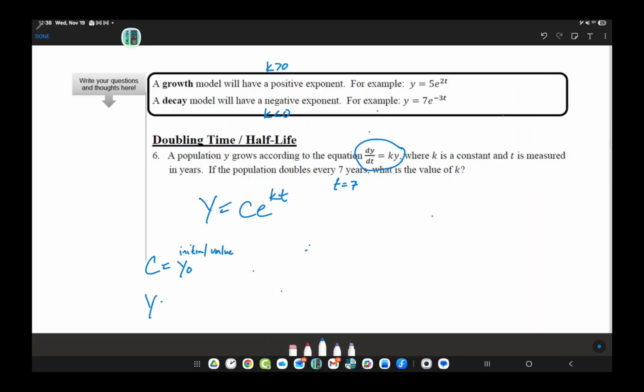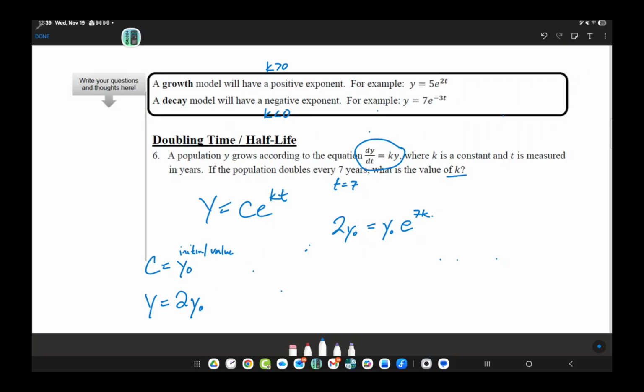what would y be then? 2y0. If it doubles, what's 2 times y0? 2y0. So that means 2y sub 0. I say sub 0, it's actually called y-not. I prefer sub 0. Anyway, e to the what? 7k?